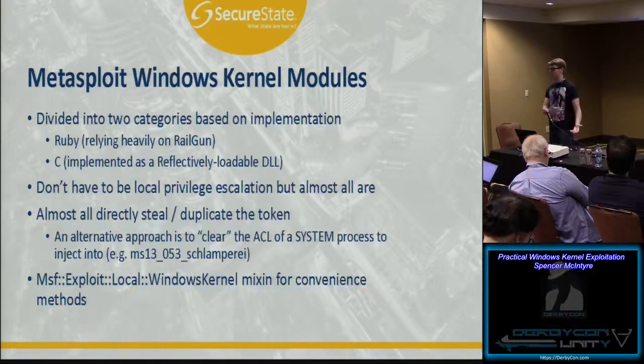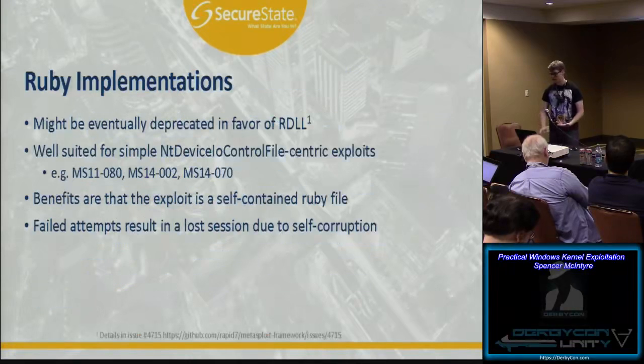That way you can utilize that. So that's a different technique, but that's the only exploit that uses that. Most of the other ones are all going to try to either copy or duplicate or create a new token. There is a Windows kernel exploit mixin for some convenience methods. So these methods exist to be able to resolve the address of the NT dispatch table. There's token stealing shellcode in there, and things like that.